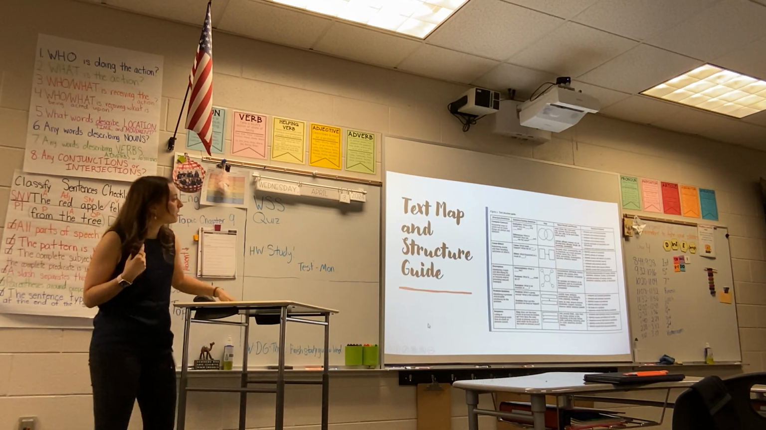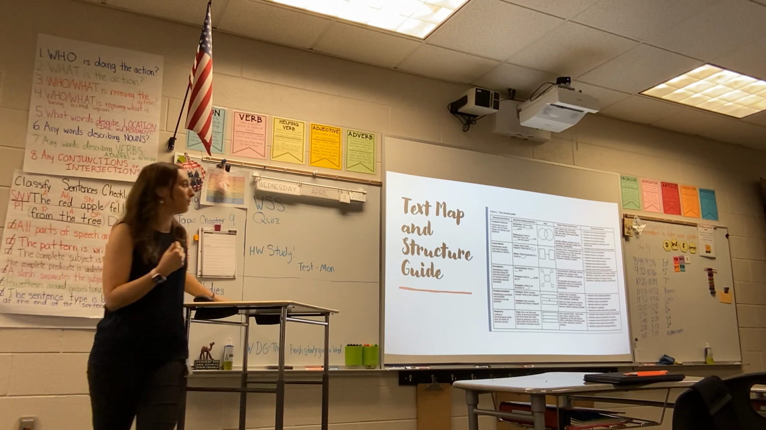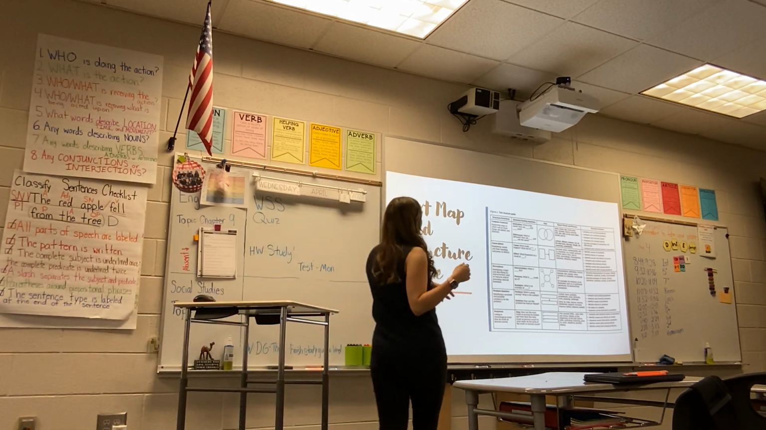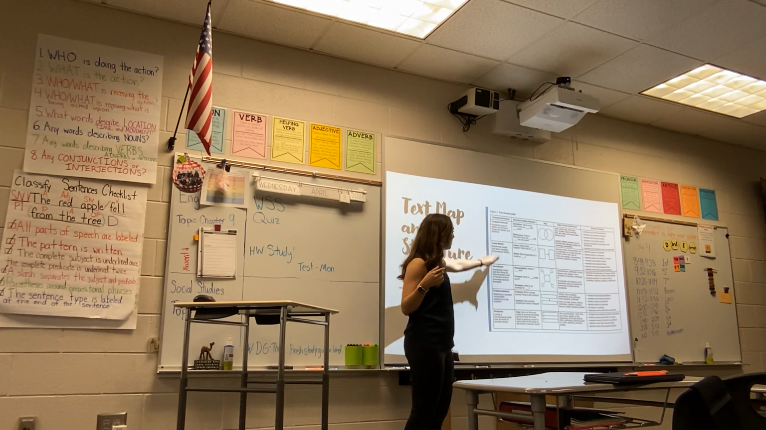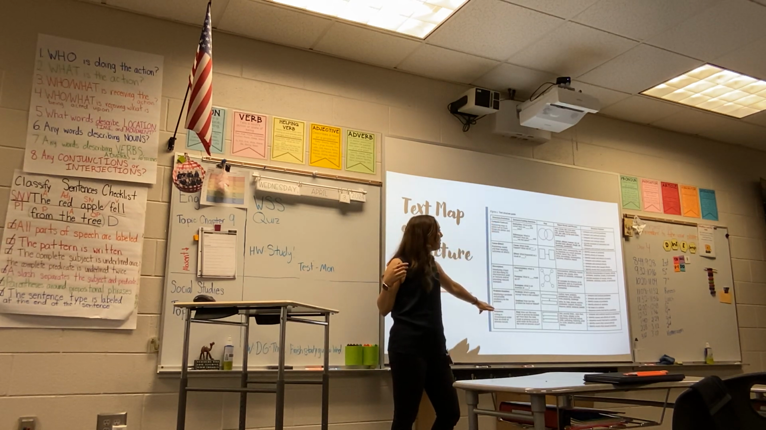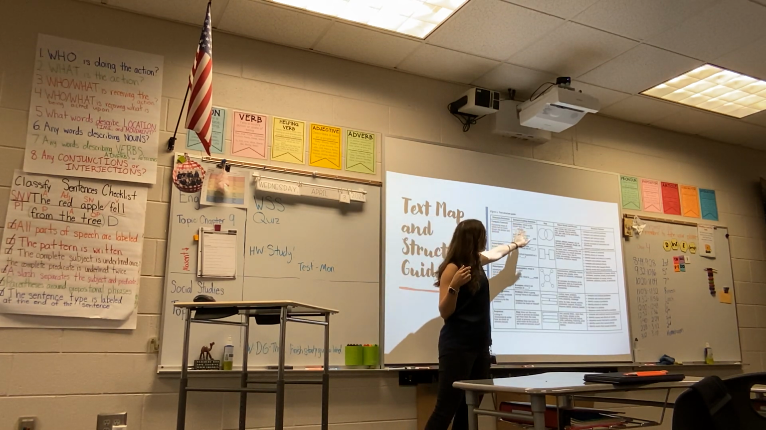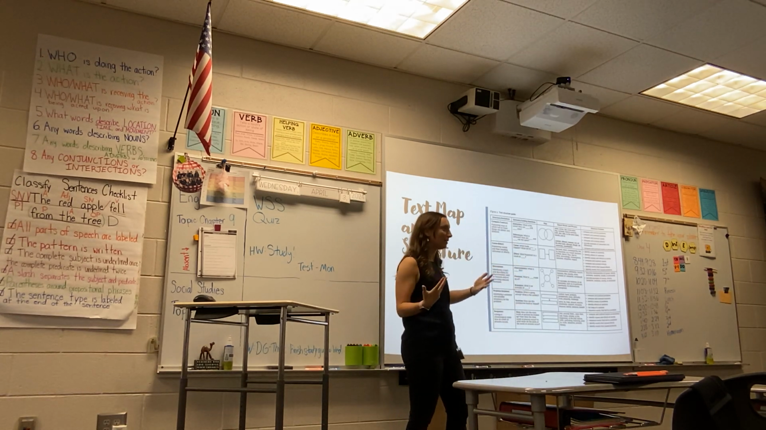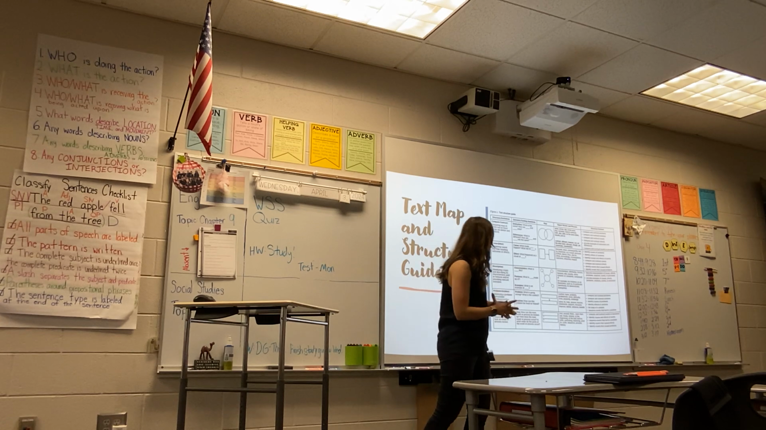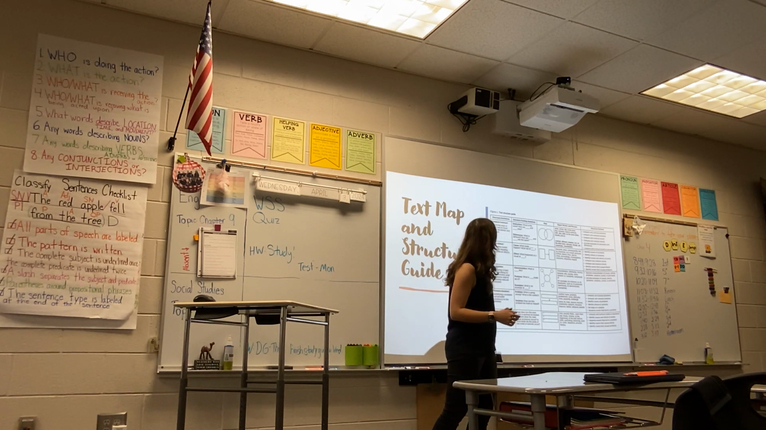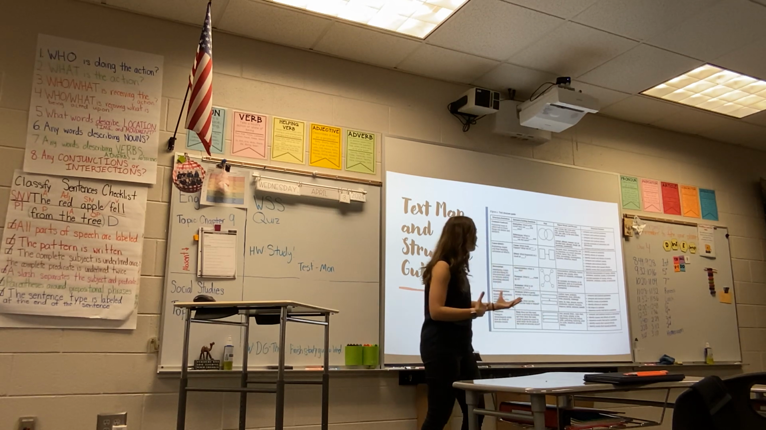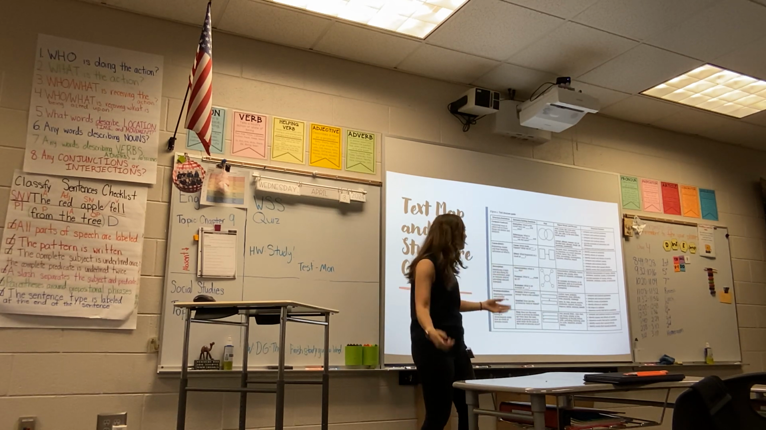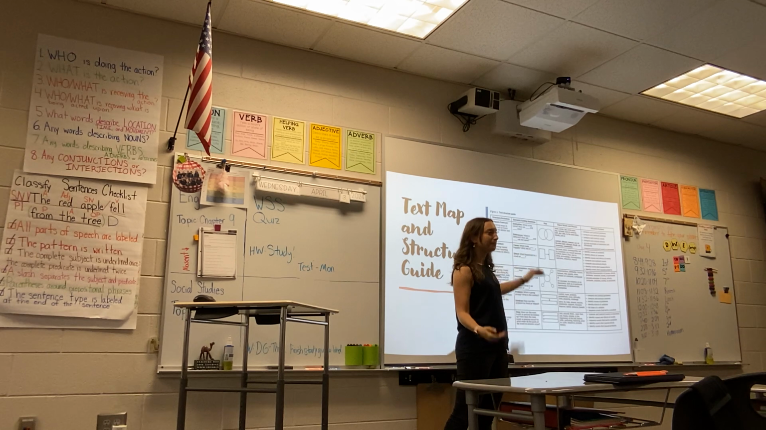So this is the example of the text map and structure guide. I'm just going to walk over, make it a little more clear. So over here we have the definition of those five different structures. We have the elements and some guiding questions. So the questions that you'll ask yourself as a reader during your modeling. So if you're reading a compare and contrast text, you might narrate your thinking of what is the same, how are Mesopotamia and ancient Egypt alike, and how are they different?